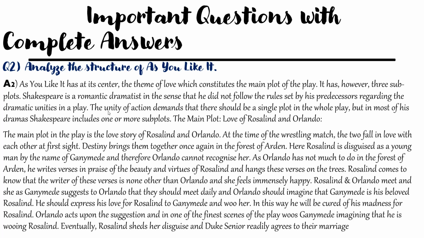This is question number 2, where they are asking, analyze the structure of As You Like It. So you have to analyze the structure of As You Like It, its theme, and what it is talking about. The main plot is the love story of Rosalind and Orlando, then Celia and Oliver, and then Silvius and Phoebe. So you can outline these.